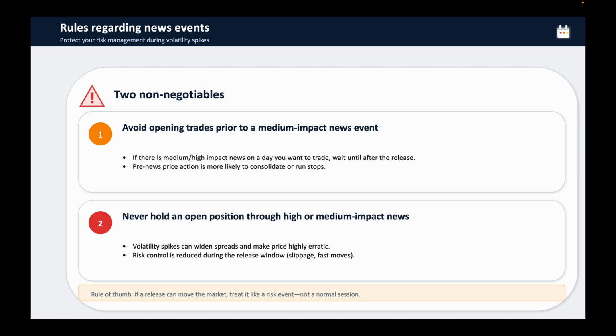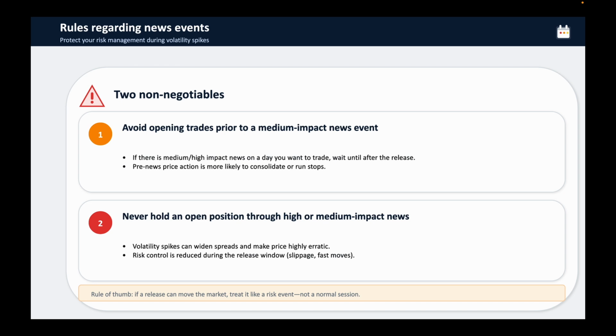So the second and most important rule is to never hold an open position through high and medium impact news. There are certain conditions when you can do so, but that is a more advanced topic for a later day. Why do you not want to hold these positions? It's because volatility spikes during these events, which are directly correlated to the outcome of the events, can widen spreads and make price highly erratic.